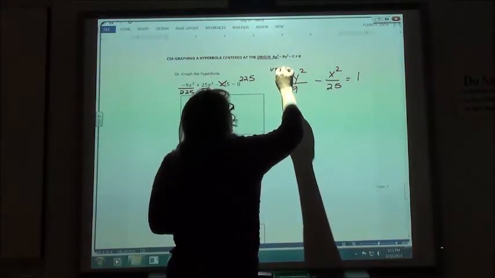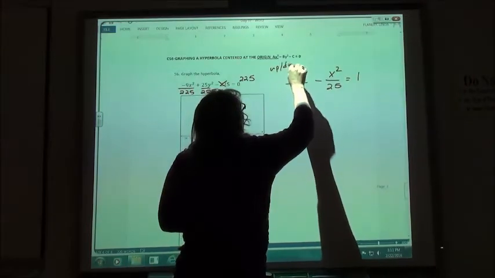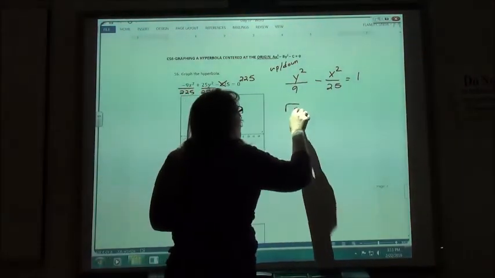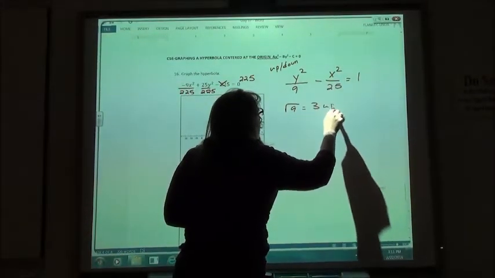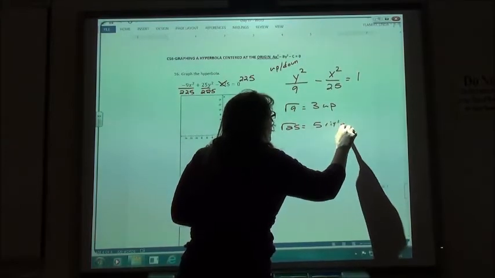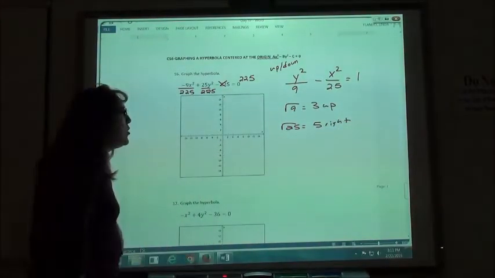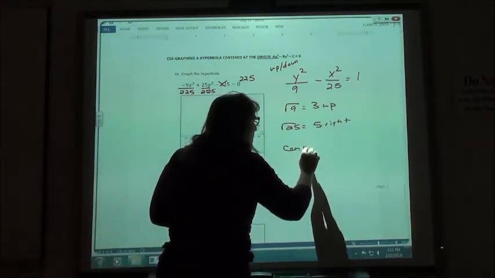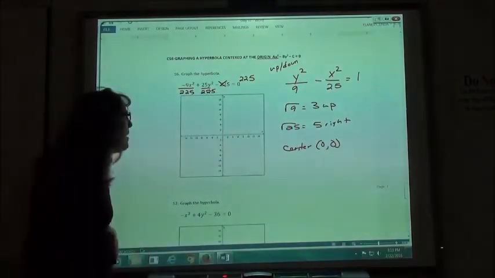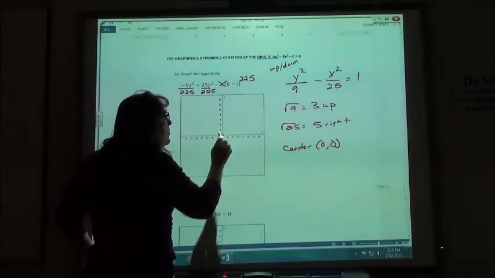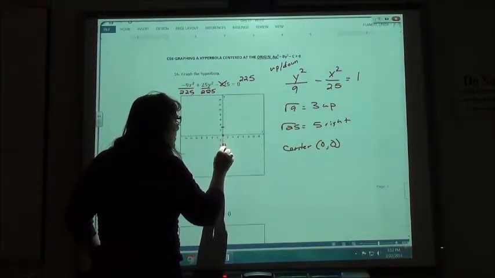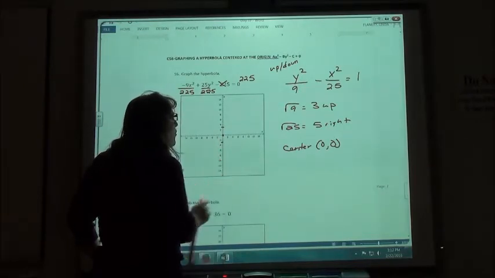This is the one that's going to go up and down since my y squared is positive. Square root of 9 is 3. Square root of 25 is 5. So center on all of these is at the origin, 0, 0. We don't have any parentheses on the top, so we center it at 0, 0. I'm going to go 3 up. 1, 2, 3. Which also means it's going to go 3 down.